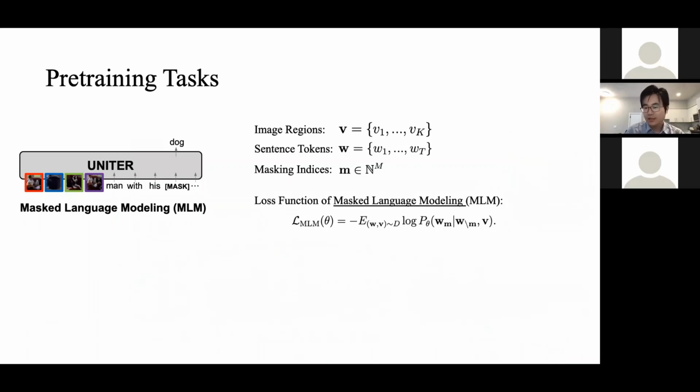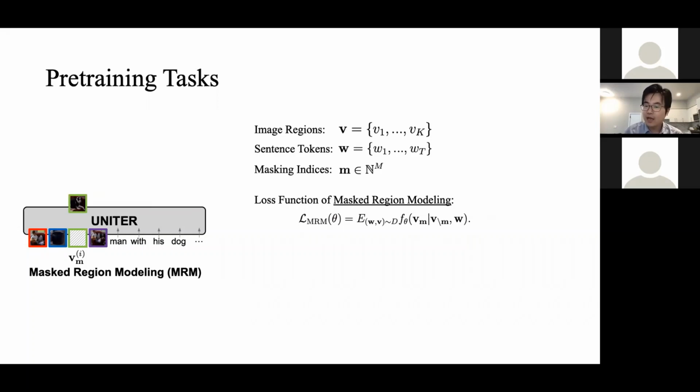Now let's look at the details of each pre-training task. The first one is masked language modeling. As I mentioned, given the image and the sentence, we first convert them into a sequence of regions and a sequence of words. Then we randomly mask out some words. This gives us the mask indices, and our goal is to recover those words at those masked positions. So our loss here is the negative log likelihood of those masked words.